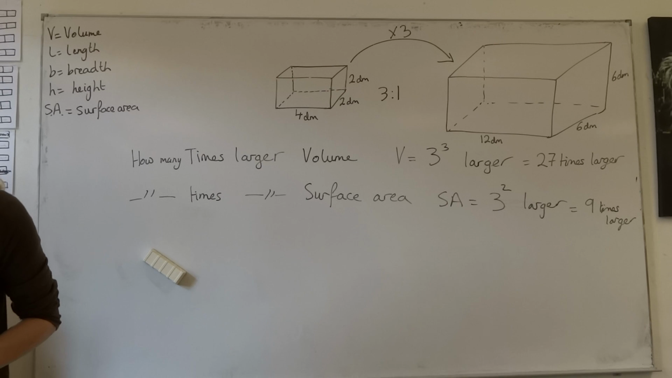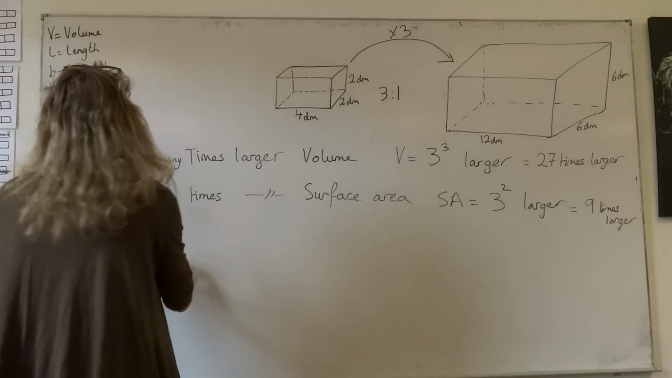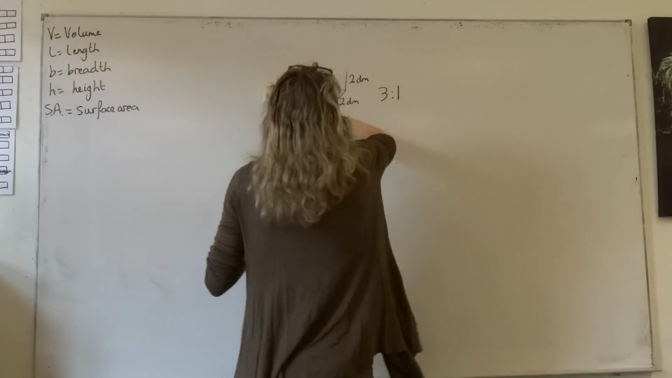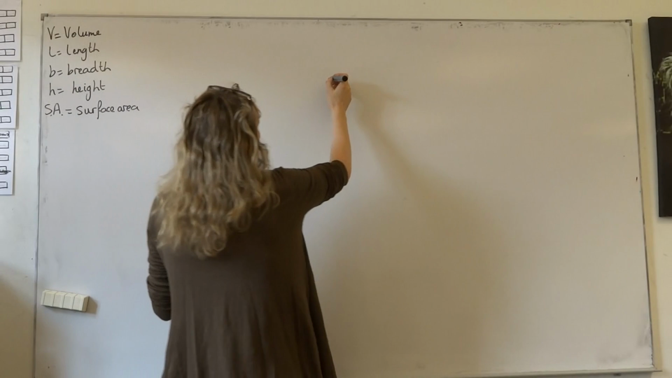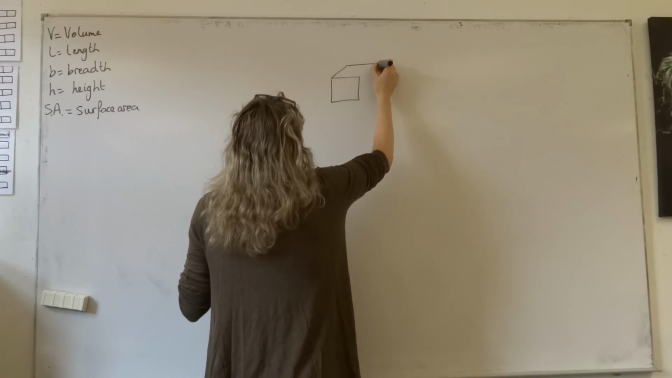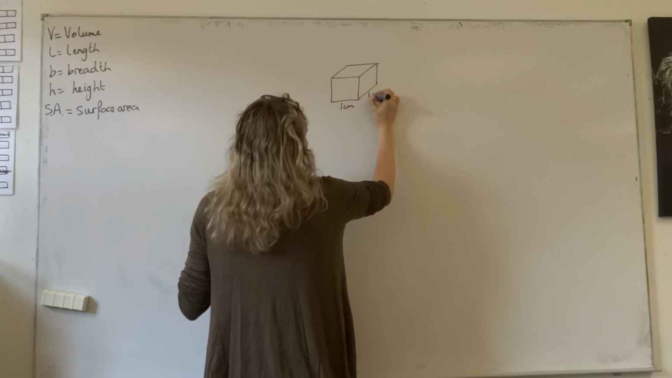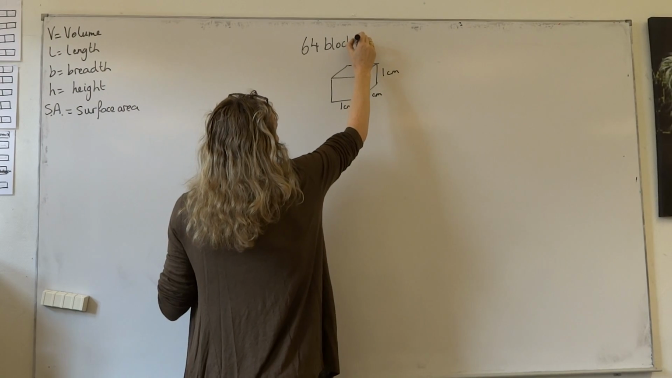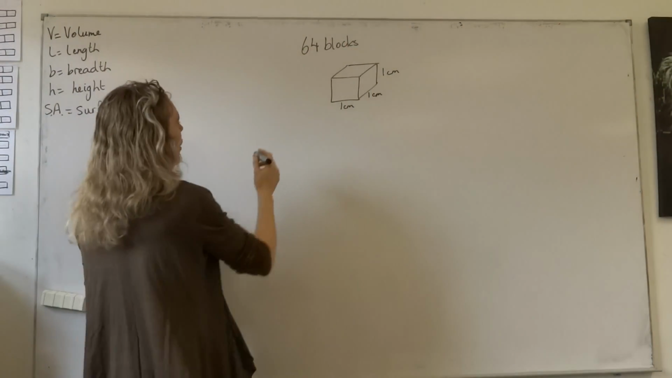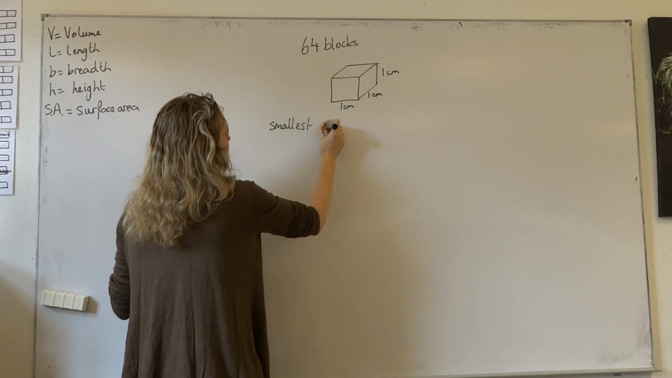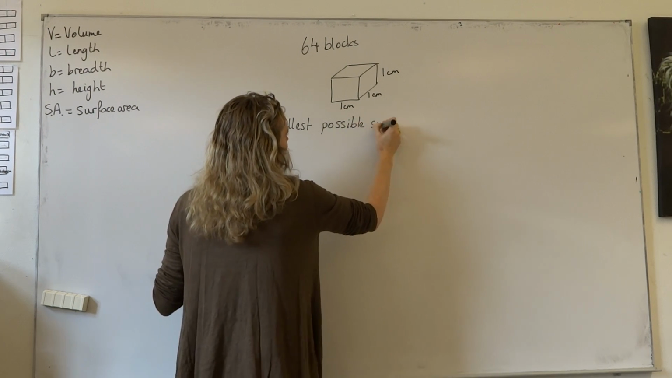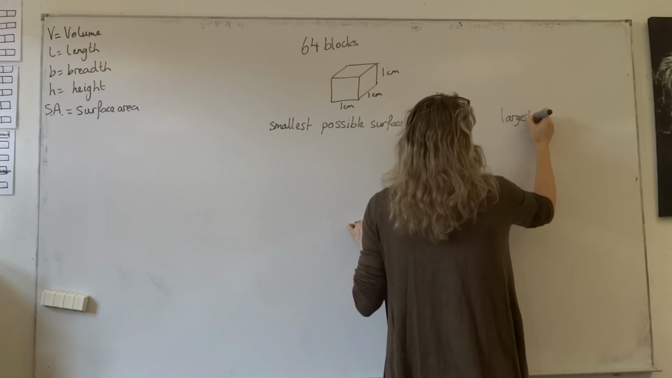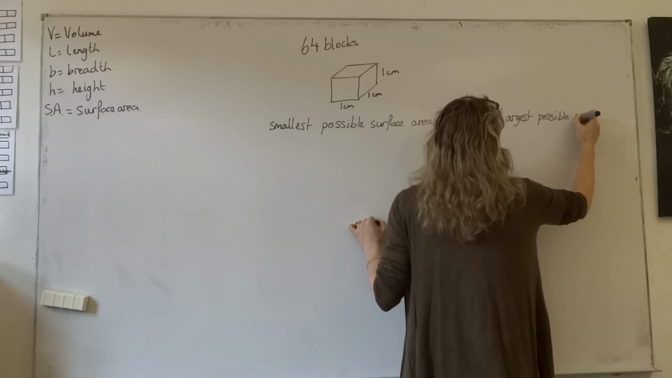Then we have a question where we have a cube that is again 1 centimeter cubed, and you have 64 of them. So we're going back to being little kids again, and we get to build with 64 1 centimeter cubed blocks. And we have to make 2 different types of blocks. One with the smallest possible surface area, and one with the largest possible surface area.